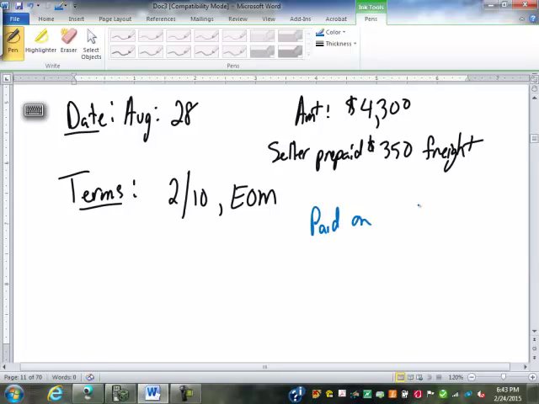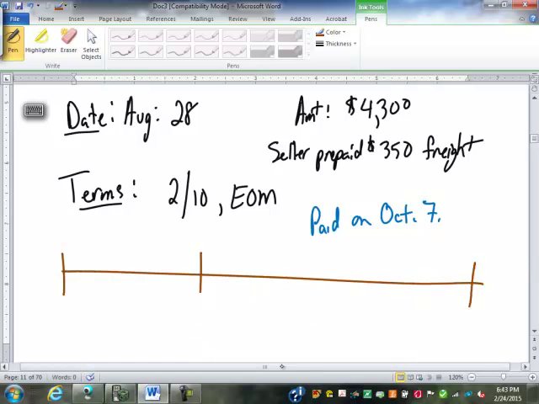Yes. It is paid on October 7th. Find the amount paid. Nope, I mean October 7th. Well, this is August 28th. Does that get put in the August batch? No. It gets put in the September batch. The last day of September is September 30th. So that means the discount period ends on October 10th. So it goes to October 31st.